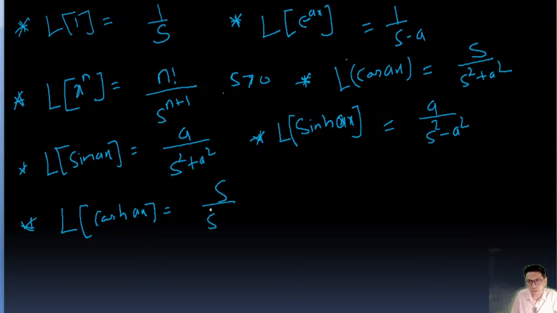s upon s square minus a square. So the Laplace transform of cos hyperbolic ax is equal to s upon s square minus a square. Very important formulas you need to note down and memorize so that we can solve questions. Solving questions using these formulas, they are automatically going to be memorized.